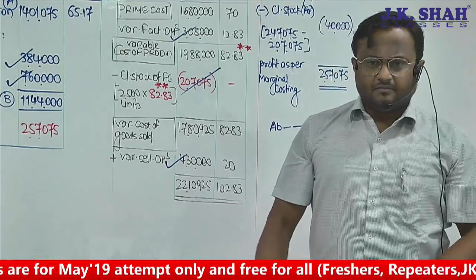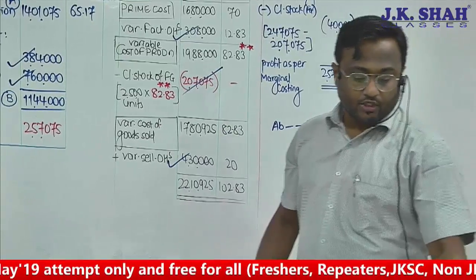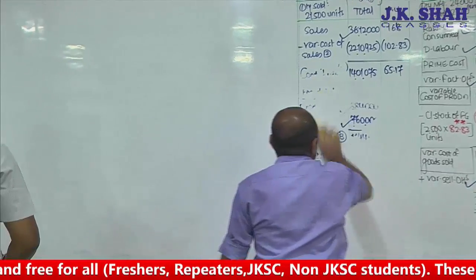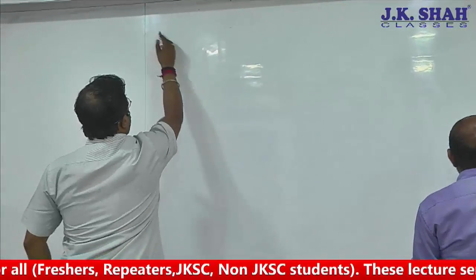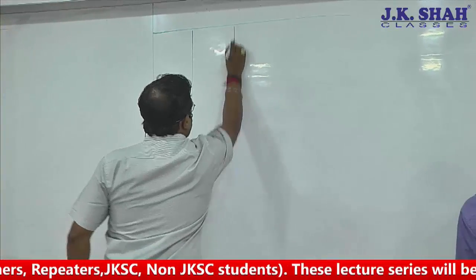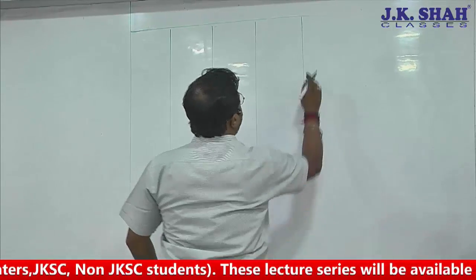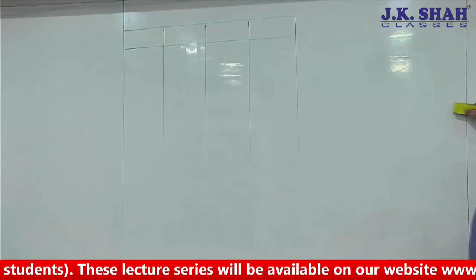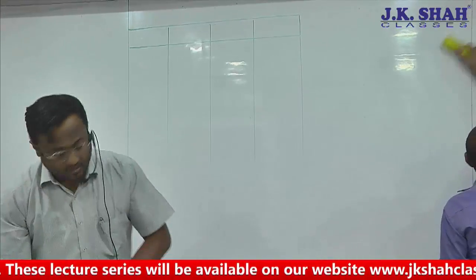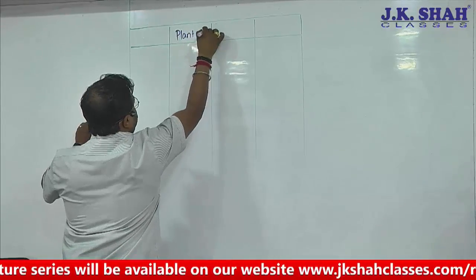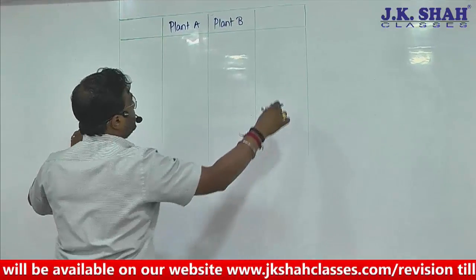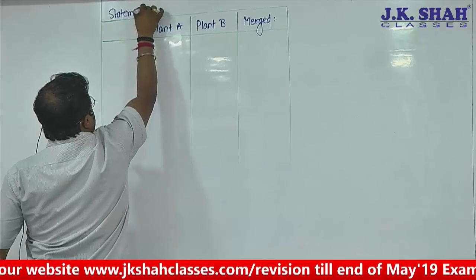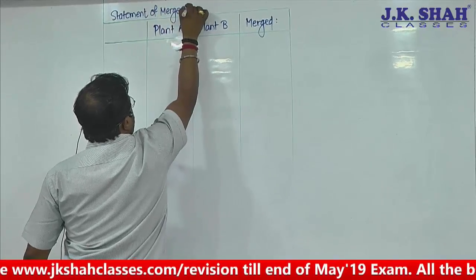Merger. The most important point you must understand here is you cannot merge two different plants at two different levels. So if you want to show the merger, it has to be done at a common level. So I'm going for two plants and plus I'm also going for the merged one. I have plant A, I have plant B, and then I'll be going for merged plant. Statement of merger.